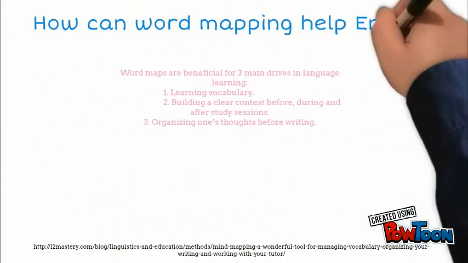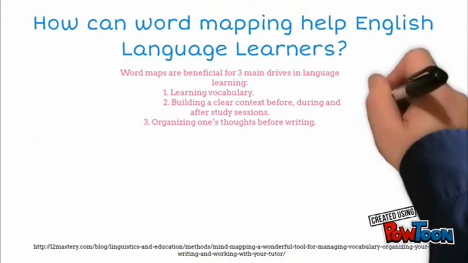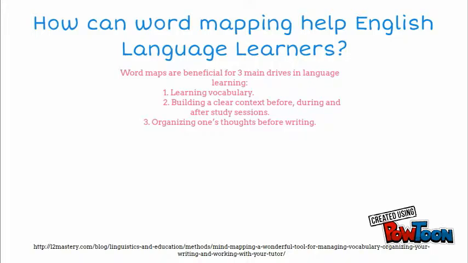How can word mapping help English language learners? Word maps are beneficial for three main drives in language learning. 1. Learning vocabulary. 2. Building a clear context before, during, and after study sessions. 3. Organizing one's thoughts before writing.